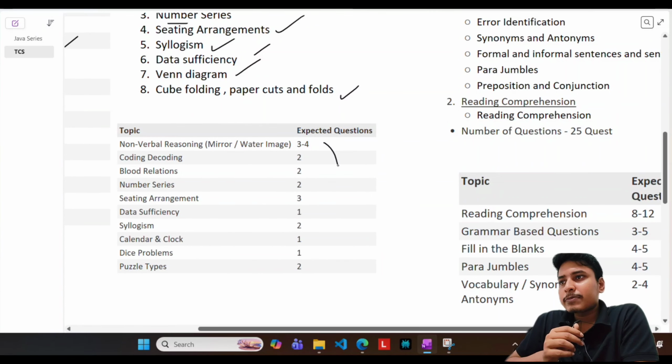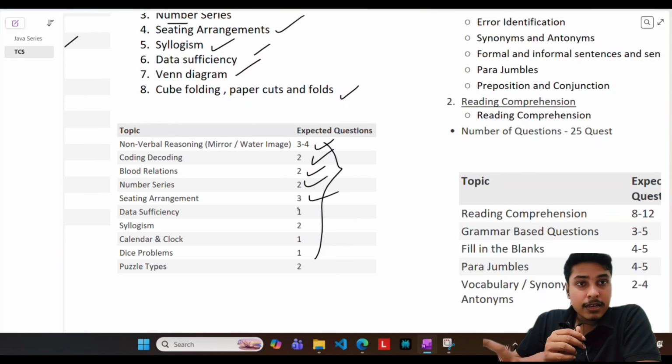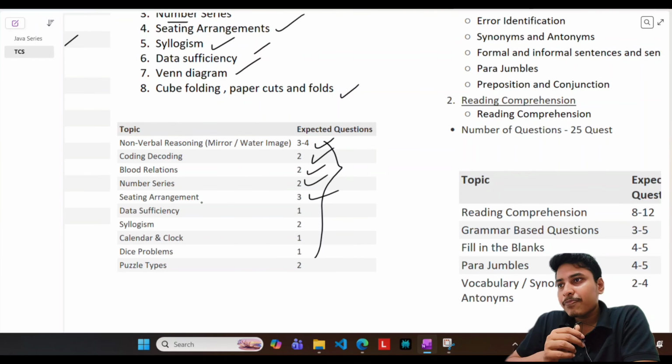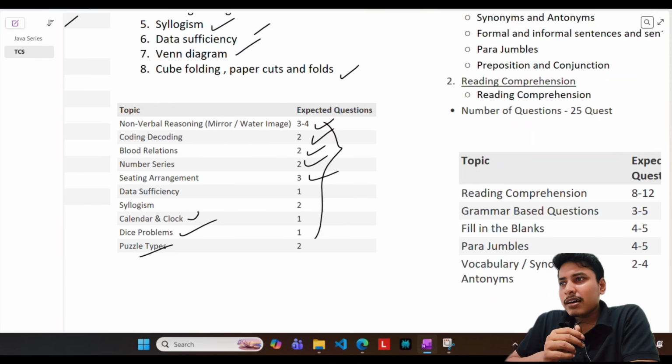Here are the expected questions from non-verbal reasoning: 3 to 4 questions. Coding decoding, there will be 2 questions. Blood relations, 2 questions. Number series, 2 questions. Sitting arrangement, 2 to 3 questions. Puzzle types, 2 questions. There will be dice problems. Calendar and clock, it is not that mandatory.